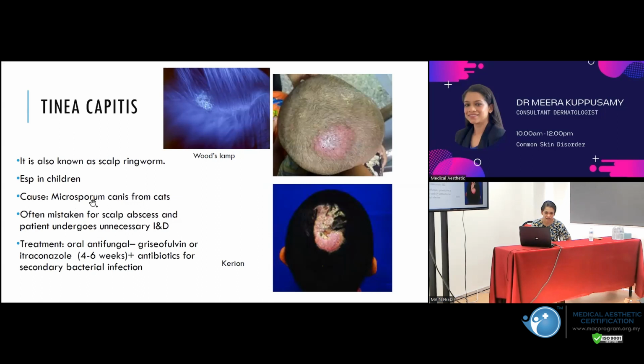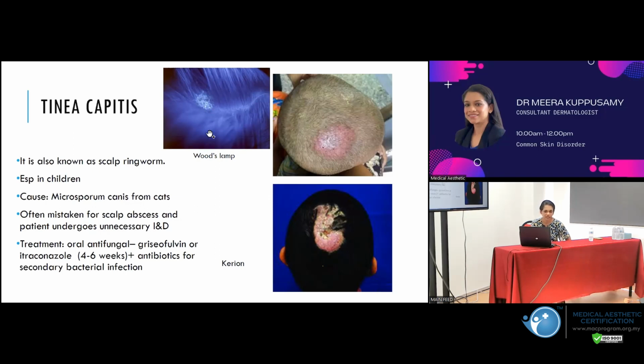Other kinds of fungus won't cause this fluorescence. Only a few kinds cause it. And as I say, it's always misdiagnosed as an abscess, and then the patient will undergo incision and drainage, which is unnecessary, will cause a scar on the scalp, and then the hair also won't grow nicely.